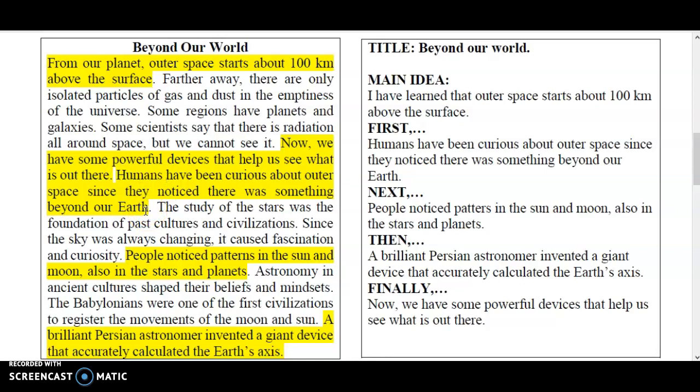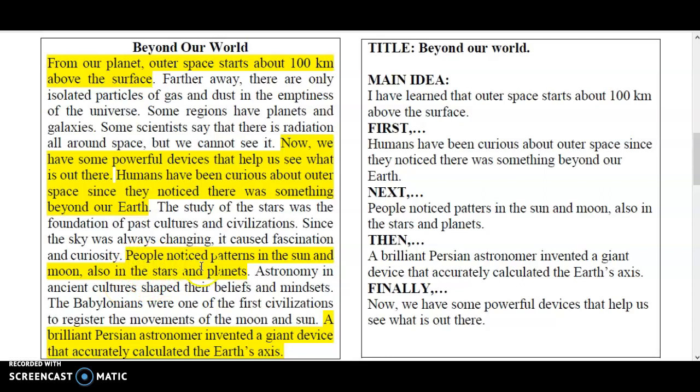So I highlighted. The study of the stars was the foundation of past cultures and civilizations, since the sky was always changing. It caused fascination and curiosity. People noticed patterns in the sun and moon, also in the stars and planets.